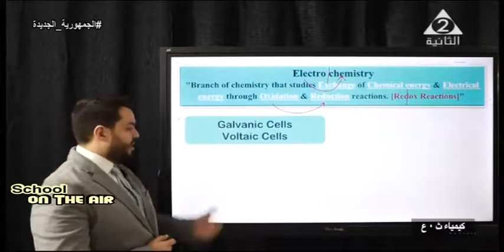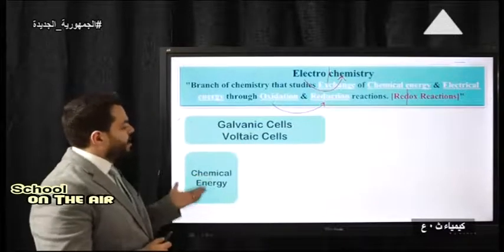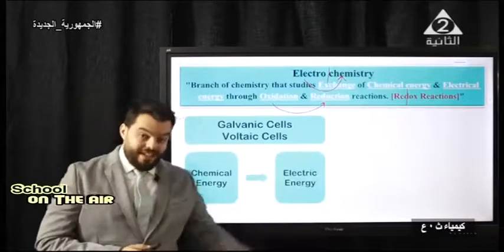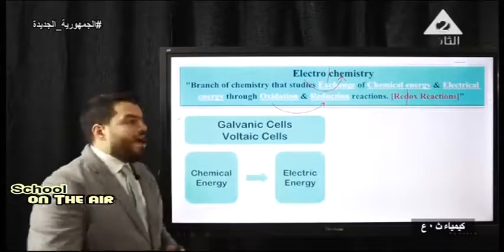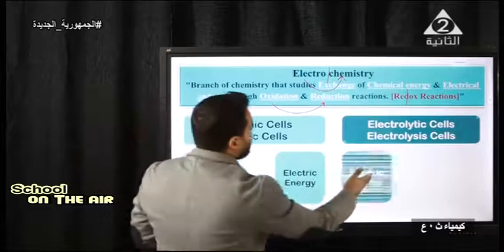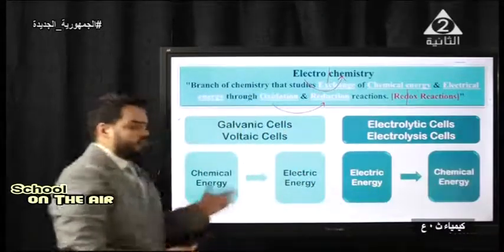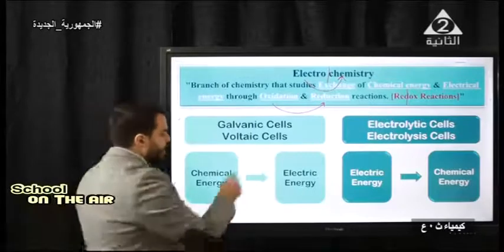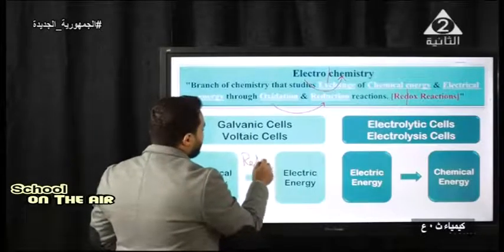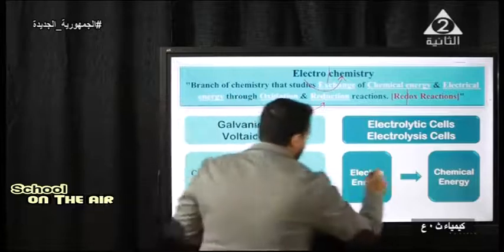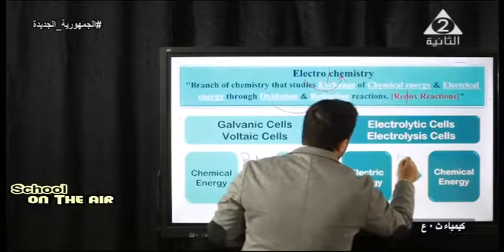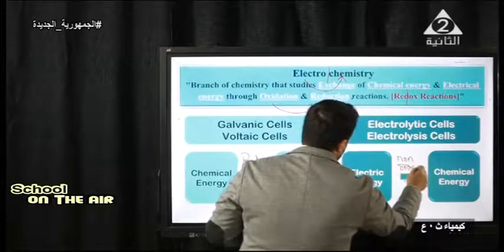In galvanic cells or voltaic cells, you can change from chemical energy into electric energy through a redox reaction. And in electrolytic cells, you can change from electric energy into chemical energy, also through a redox reaction. But this could happen through a spontaneous redox reaction, and that could happen due to a non-spontaneous redox reaction.